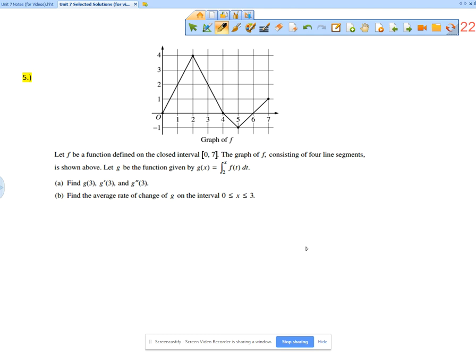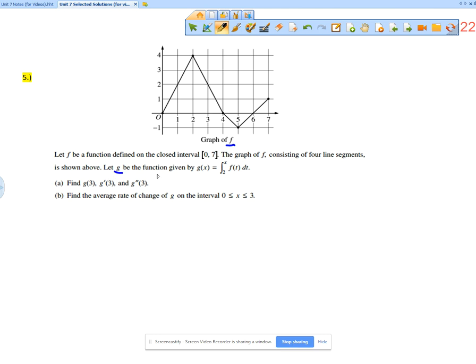This is the solution video for section 7.4, problem number 5. All right, so we're given a graph of some function called lowercase f. Let f be a function defined on the closed interval 0 to 7. The graph of f, consisting of 4 line segments, is shown above.